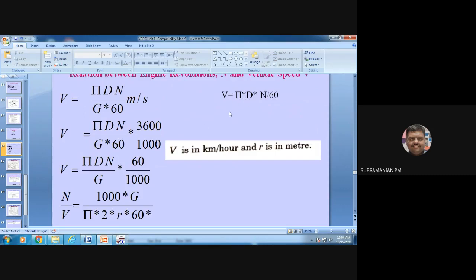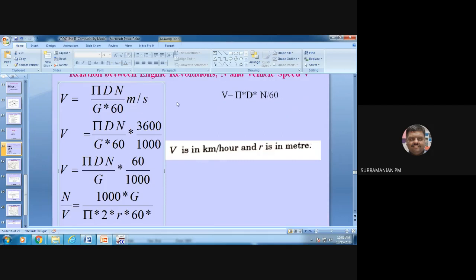When it is coming to a vehicle, what will happen in this formula? I have to include an additional gear ratio, because the same V will not be coming. Already I told you, the same V I will not be getting at my road wheels. Depending upon my gear ratio only, I will be getting a force that will give the required V. So from the vehicle point of view, you have to modify this formula, pi D N by 60, by including G, the gear ratio. Now this one, pi D N by G into 60, is in meter per second.